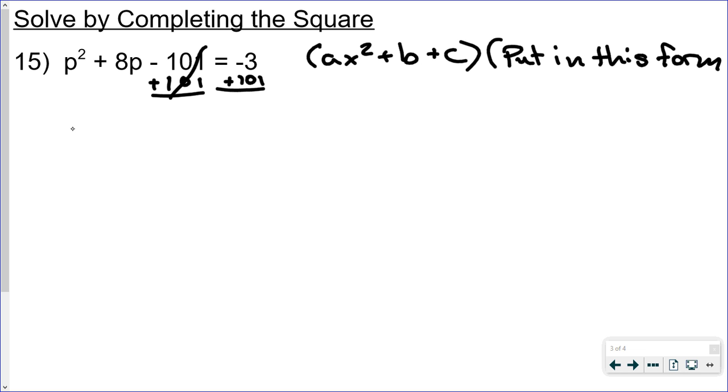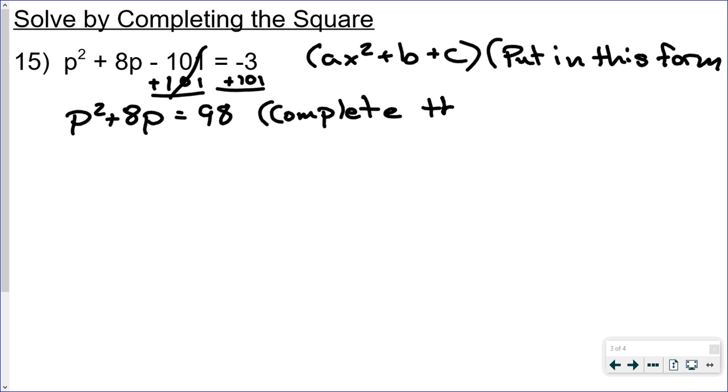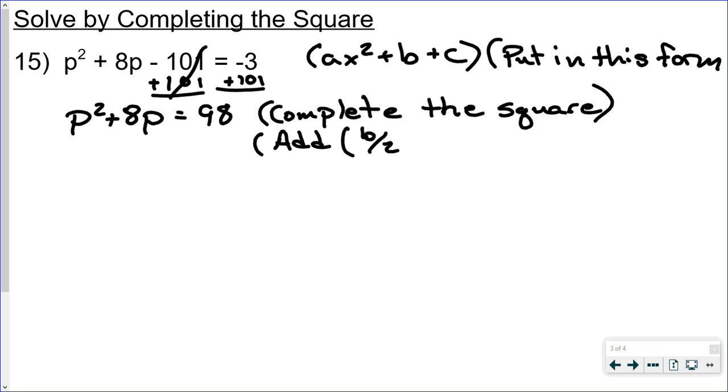So now I have p squared plus 8p equals 98. And now what we're going to do is complete the square. And the way that we do that is by adding b over 2 squared to both sides.